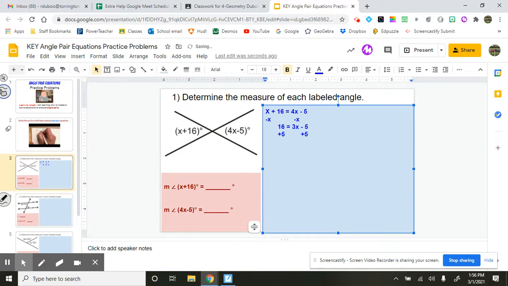So on the left side, 16 plus 5 is 21. And 3x, 3 times some unknown number, we still have that. And then if you subtract 5, but then right after that you add 5, that cancels out. That's why we did that. So we have 21 equals 3x. So now we're one step away from solving for x.